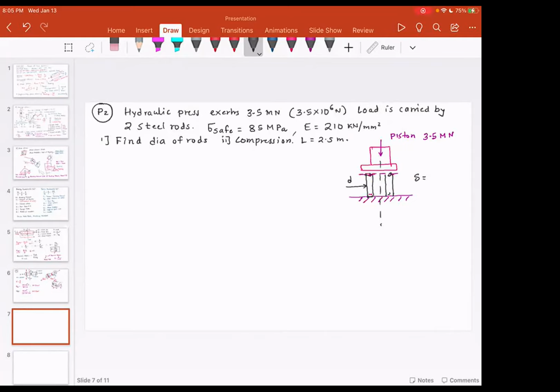So how do we solve this problem? Please note the total load is shared by 2 rods. But before we discuss that, I just want to spend a minute on what is this sigma safe.